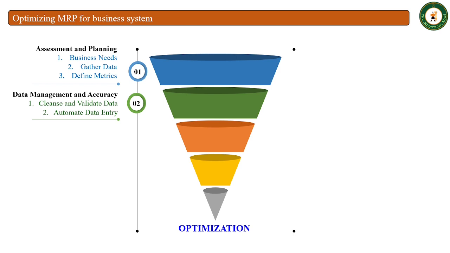Automate data entry. Implement automated data capture processes such as barcode scanning or RFID technology to reduce manual effort and improve data accuracy. Third step in optimization is advanced forecasting.